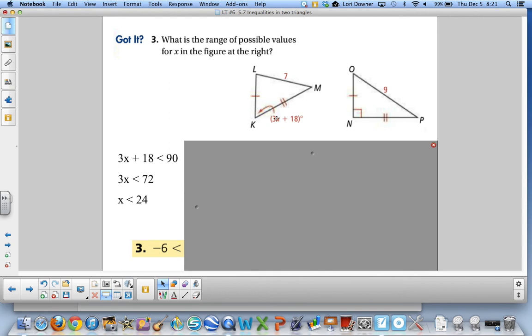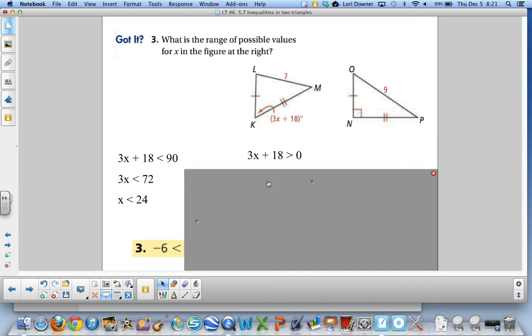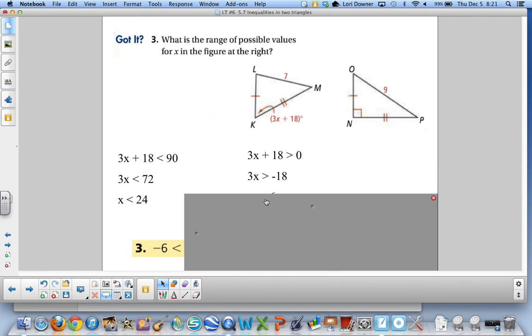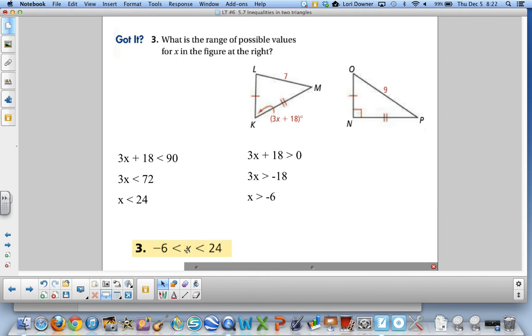The other thing that we need to know is that 3x plus 18 cannot be 0. It cannot be negative. So we set 3x plus 18 greater than 0. This is our lower limit because we know this angle has to be positive. So we subtract 18, divide by 3, and we get that x is greater than negative 6. So our range of possible values for x is that negative 6 is less than x is less than 24. And that's the possible range for x.